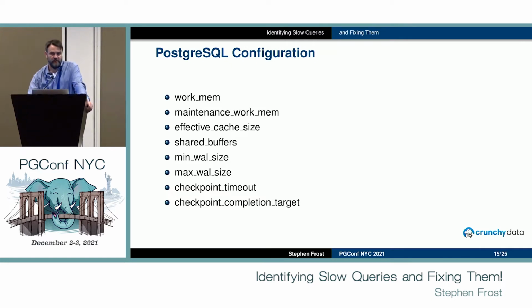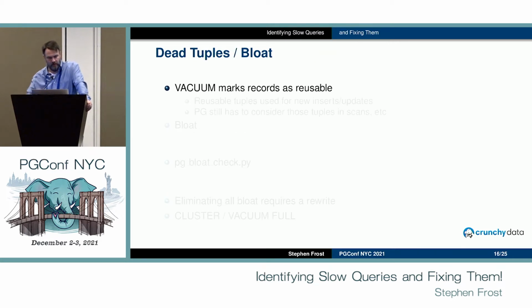Actually changing checkpoint timeout is another thing to consider to reduce the number of checkpoints that you have. The default is 5 minutes, which is a pretty good amount of time, but I've certainly seen systems that benefit from upping that to 20 minutes or 30 minutes. The downside of that, of course, is that in the event of a crash, you have that much more write-ahead log to replay. So dead tuples and bloat is another case where you can run into performance issues.